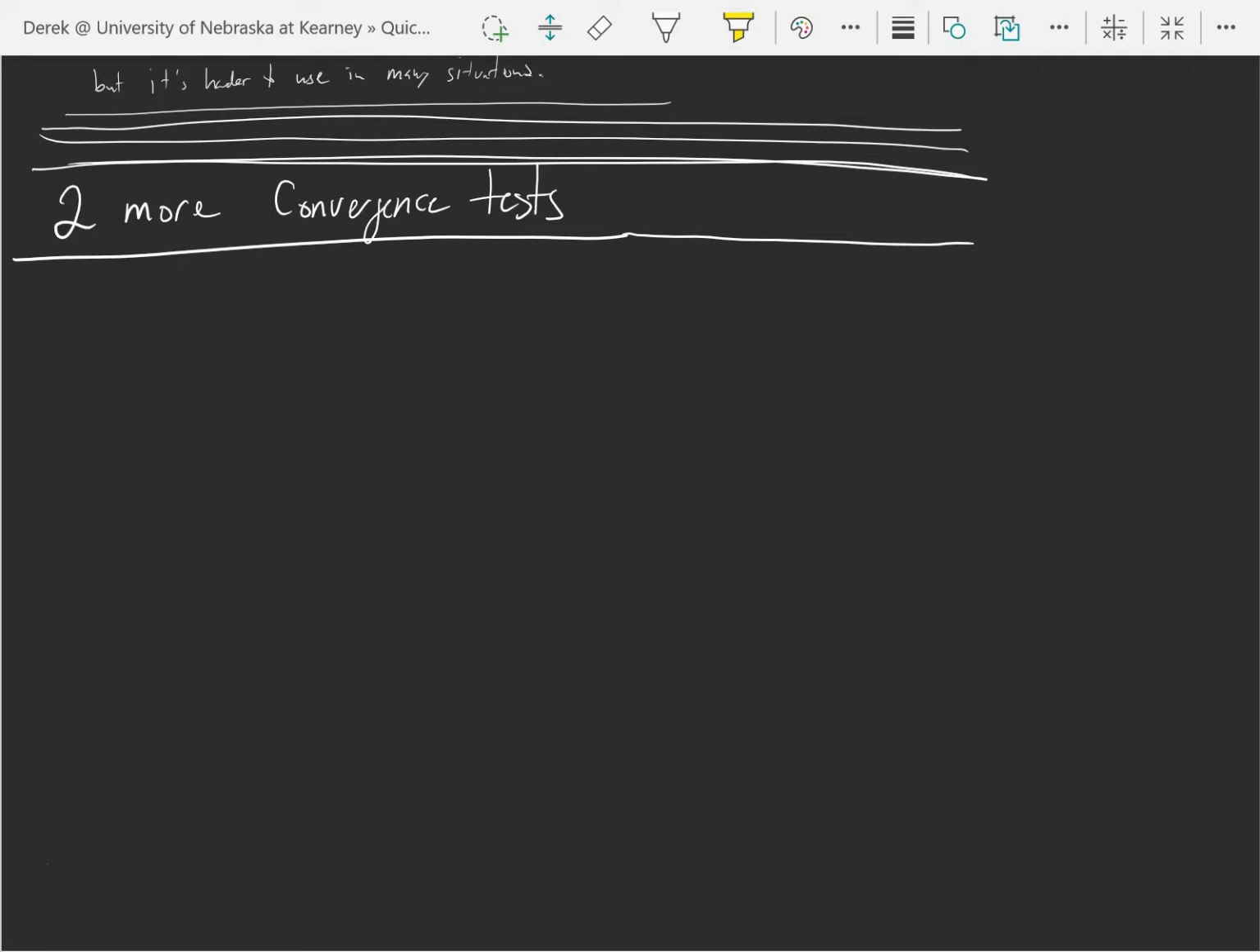Okay, this week I want to talk about two more convergence tests, and then we're going to work on some power series and move on to integration before the end of the week. The next two convergence tests I want to deal with are when we have a monotonically decreasing sequence. So the first one is going to be Cauchy's condensation test.